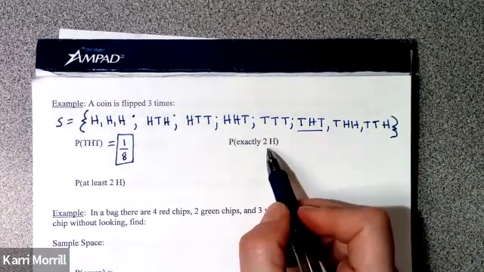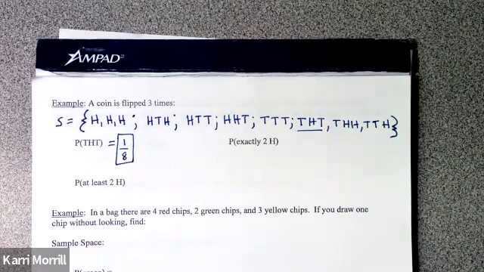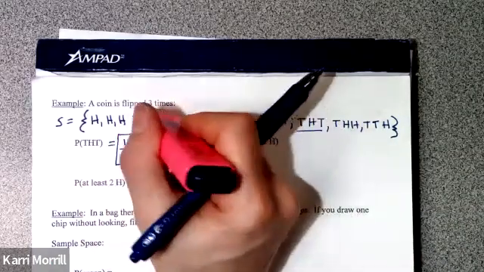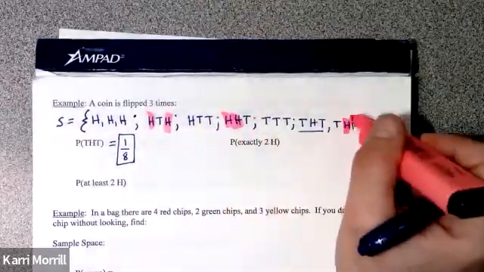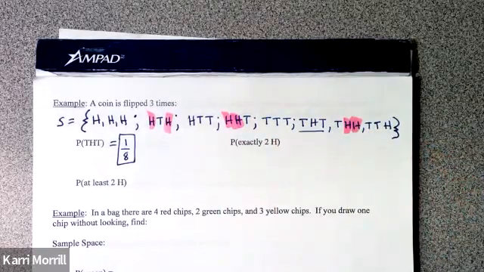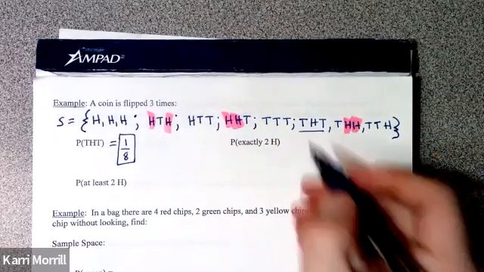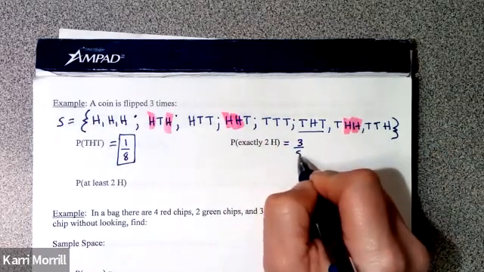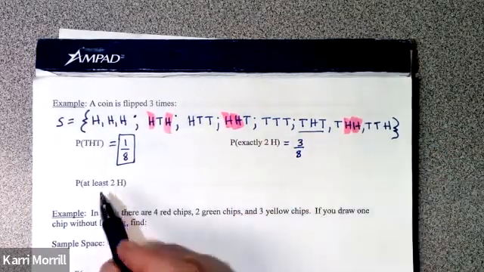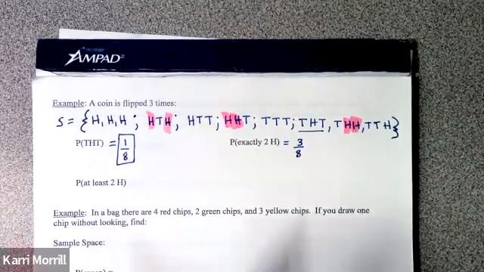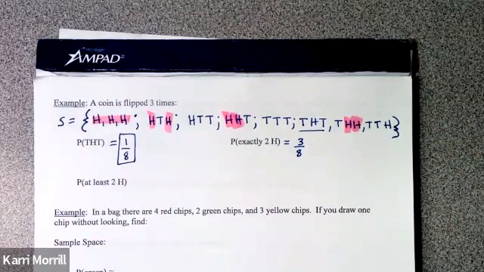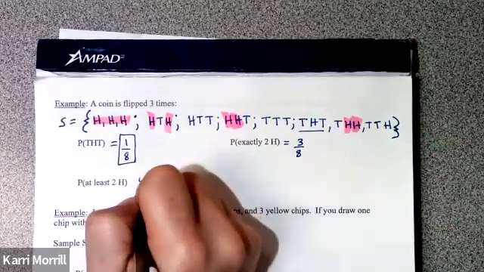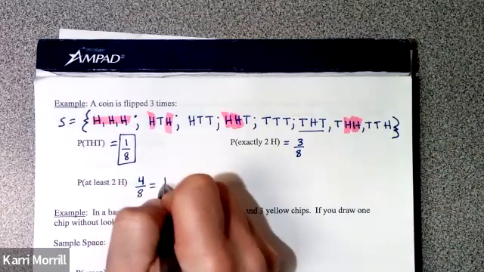To get 2 heads, it says exactly 2 heads. So this one has 3, but this one has 2. This one has 2 heads. And this one has 2. I don't think we missed any. So it looks like there's only 3 possibilities out of the 8 of getting only 2, not more than 2. This one says at least 2. So we could include the heads, heads, heads one. And that's it. So that would be 4 options out of 8, which would be 1/2.